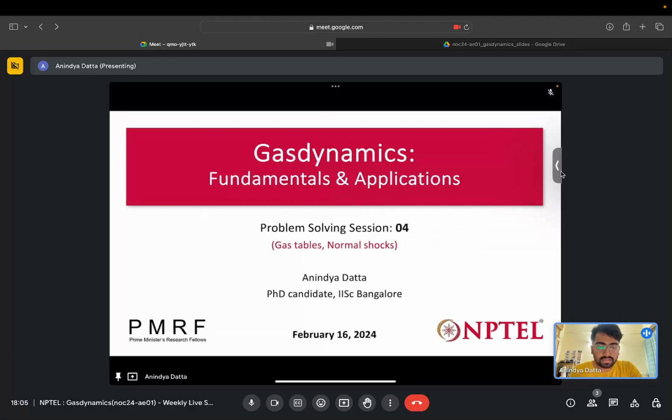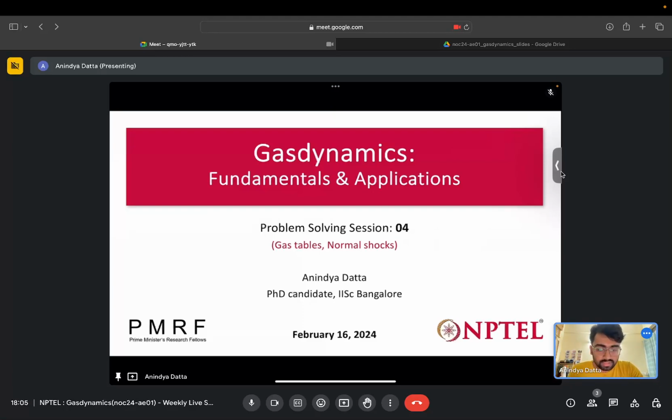So in this session, we'll be discussing mainly normal shocks, numericals on normal shocks, and also we'll see how we can use the gas tables to solve the numericals.